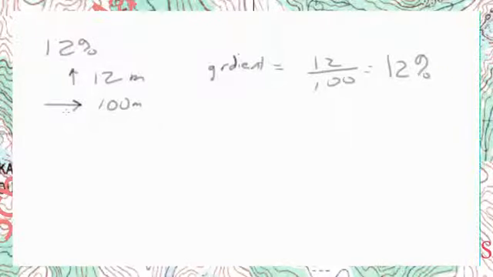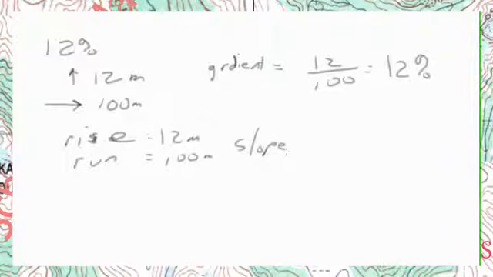But you'll notice that 12 meters going up, that's the same as the rise. So for this same hill, we have a rise, which is equal to 12 meters. And this 100 meters going along, that's a run. So the run is equal to 100 meters, same units. So the slope is equal to 12 divided by 100.